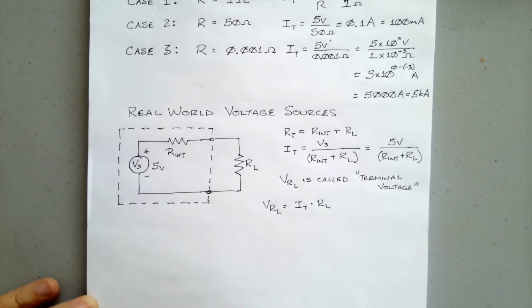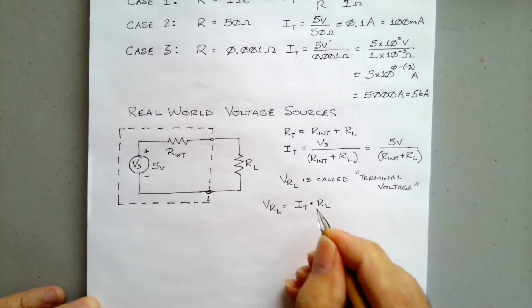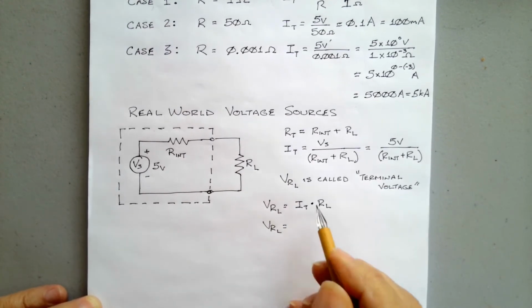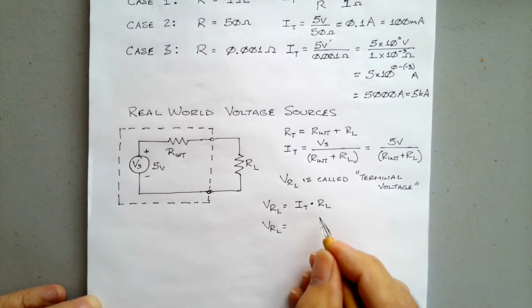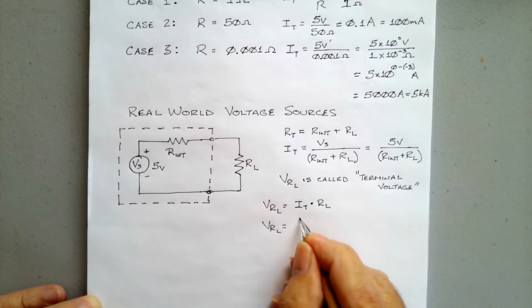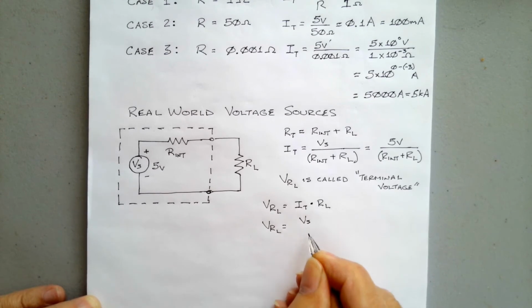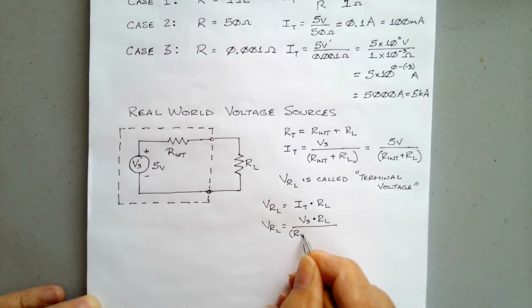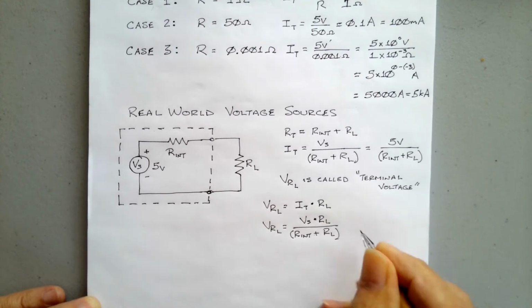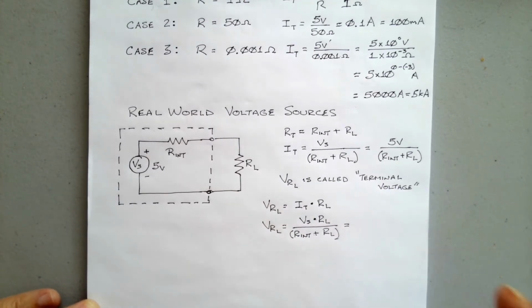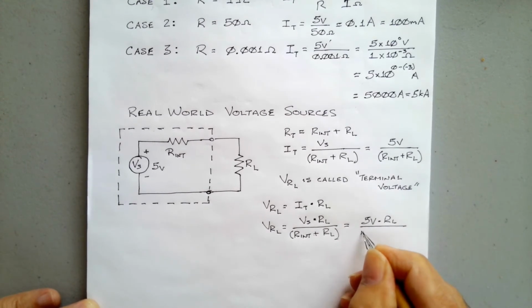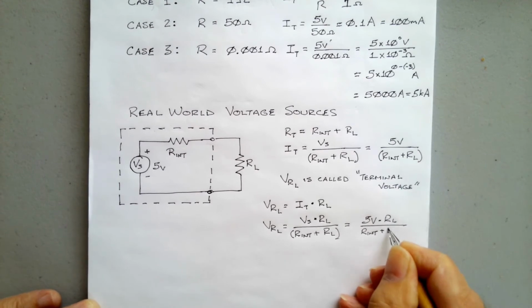And this is just another recapitulation of what some people call the voltage divider rule, but that says VRL is going to be equal to, here's I total right here, VS times RL over R internal plus RL, and we know that VS is 5 volts, so I guess we can say 5 volts times RL over R internal plus RL.